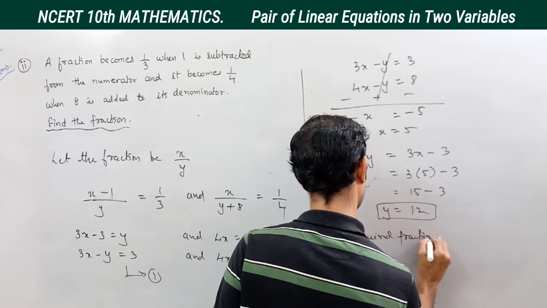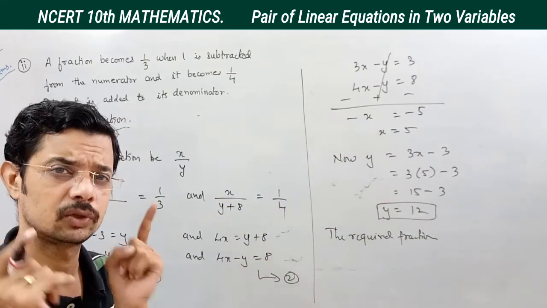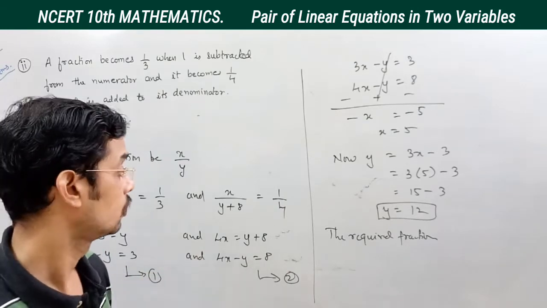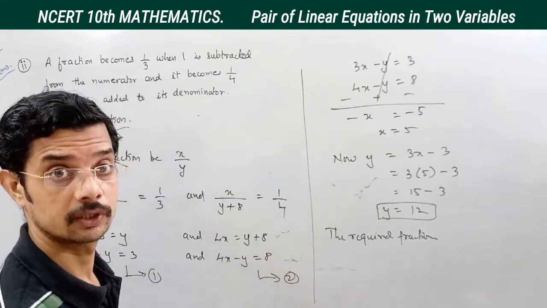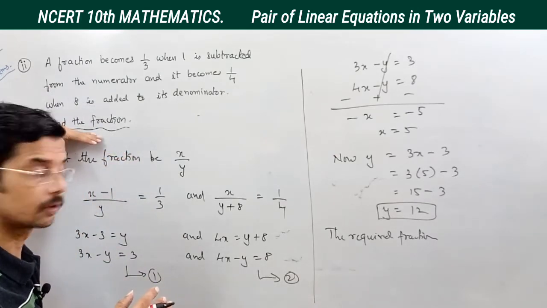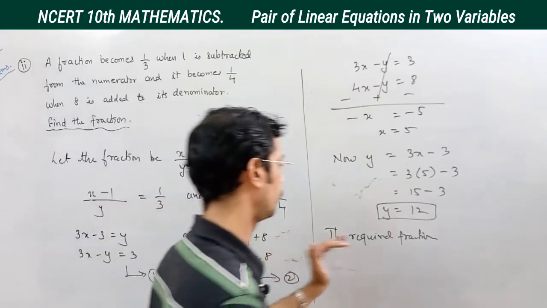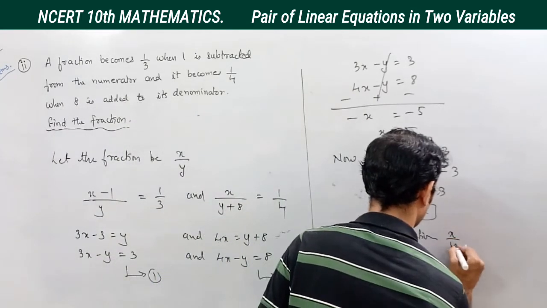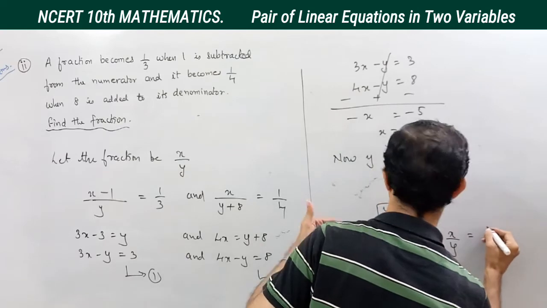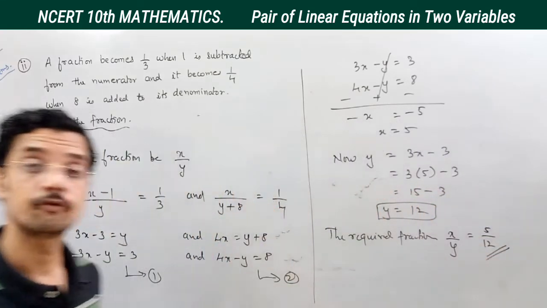See, I again repeat, as soon as you feel that you have completed the problem, you should always go back to the question, read the question, what is asked. You have to find the fraction. So what is the fraction? The required fraction is x by y. What is x? x is equal to 5. So 5 by 12 is the required fraction.